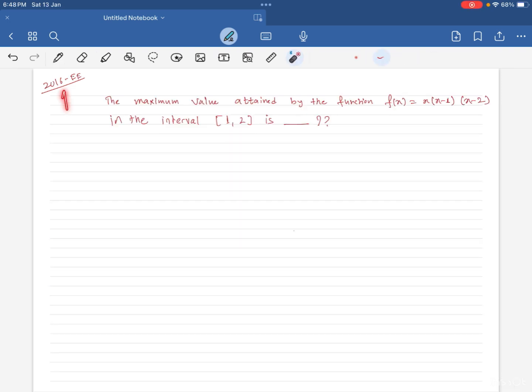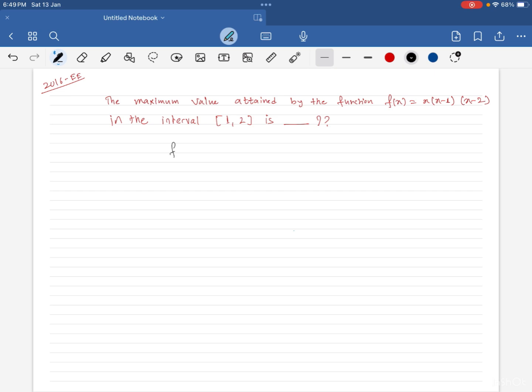So this question is from EE 2016. The maximum value attained by the function f(x) is equal to x into x minus 1 into x minus 2 in the interval 1 to 2. So we have to find the maximum value of this function in this domain, right? So we can proceed as usual. We can find the first derivative and find the stationary points. Then we will look within the domain at which point gives us a maximum value.